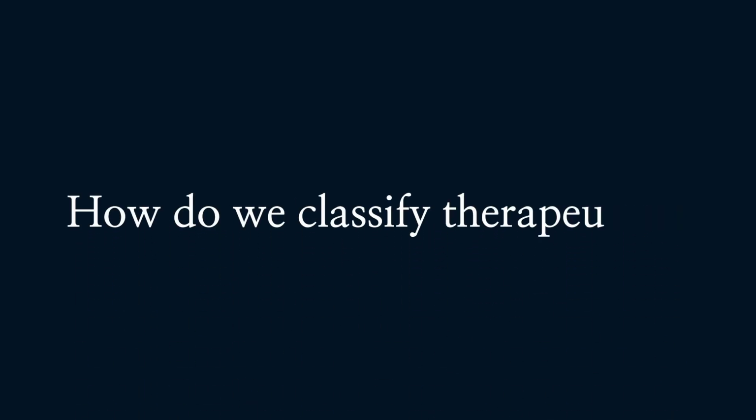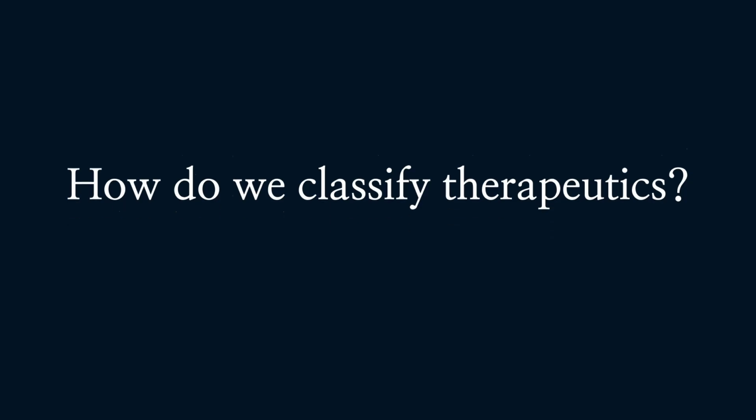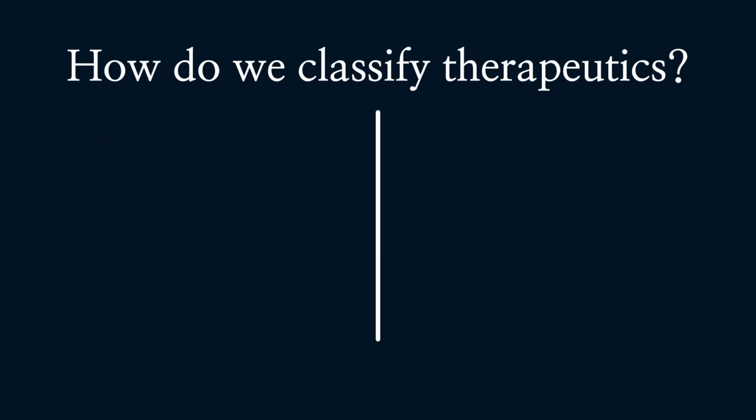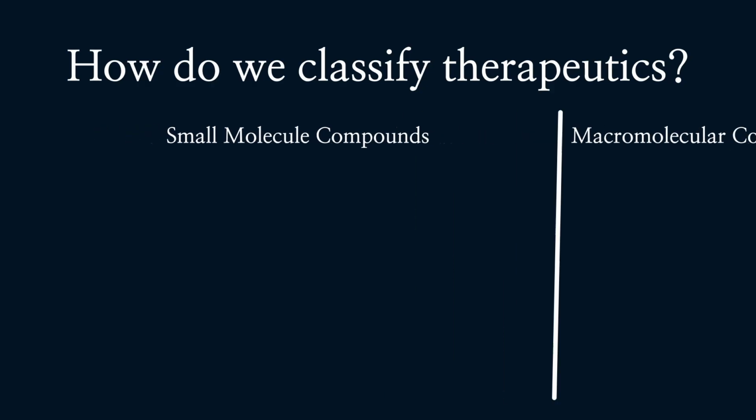Before we talk about the different methods and mechanisms used to manipulate the immune system, we must first discuss the different ways we classify therapeutic compounds. We can classify therapeutics into two groups based on their molecular weights and synthesis: small molecule compounds and macromolecular compounds.